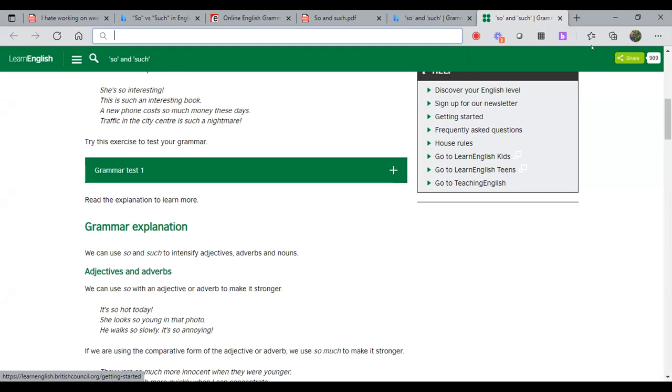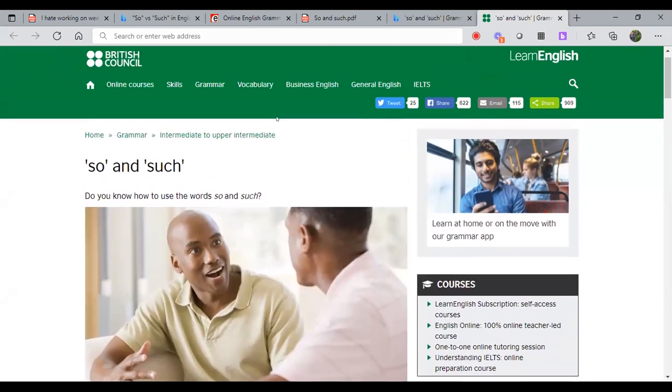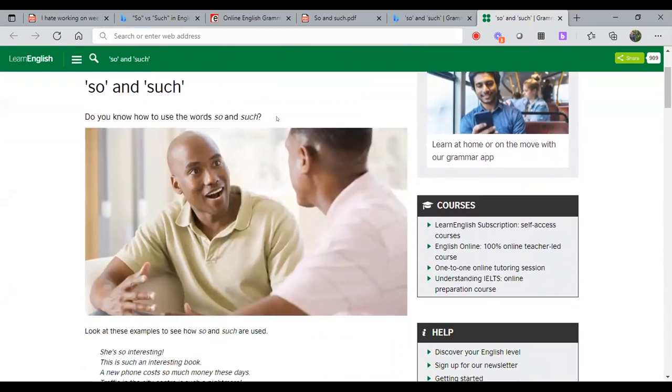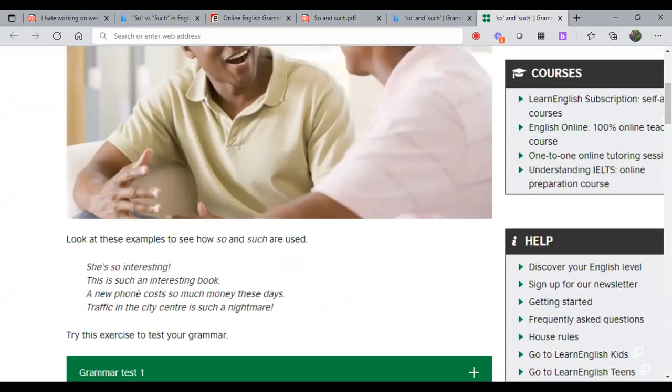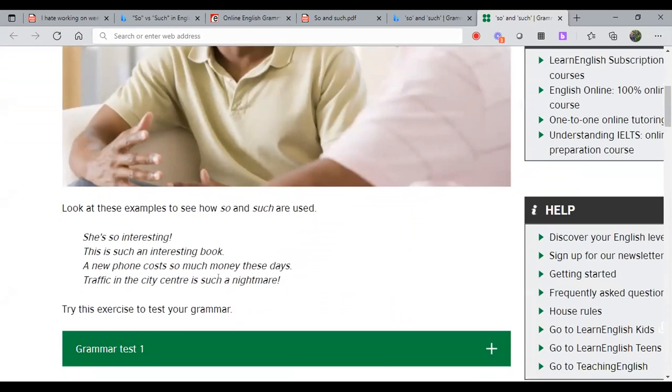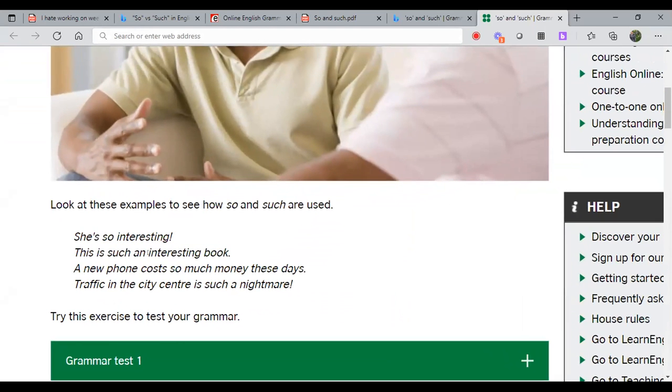Okay, so take a look at this. ¿Verdad? Según este sitio, que no menciono el nombre ni nada, pero ustedes saben, esta gente sabe. Dice, do you know how to use the words such and so? La pregunta, ¿cómo utilizo esto? We have the examples. Look at the examples. All right. She's so interesting. Ella es muy interesante. This is such an interesting book.